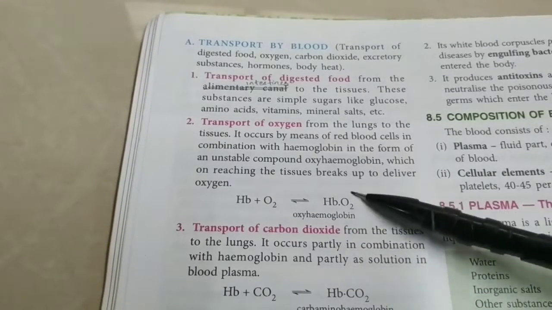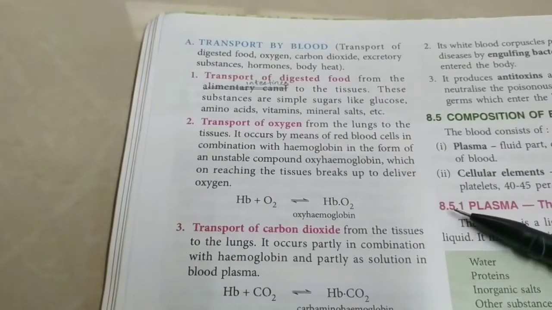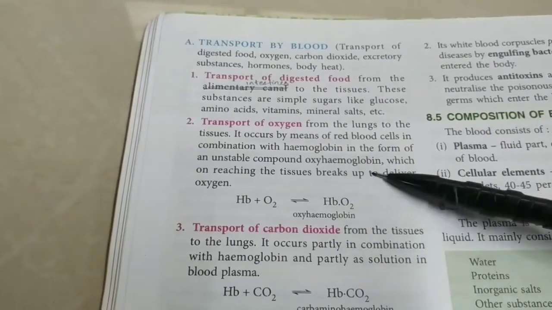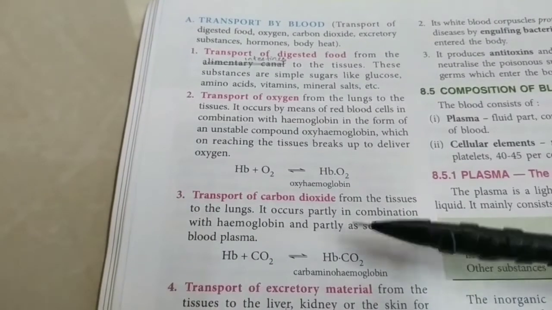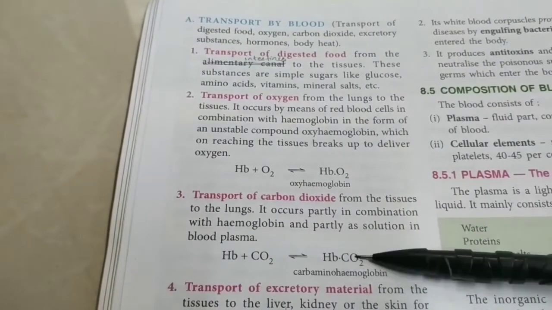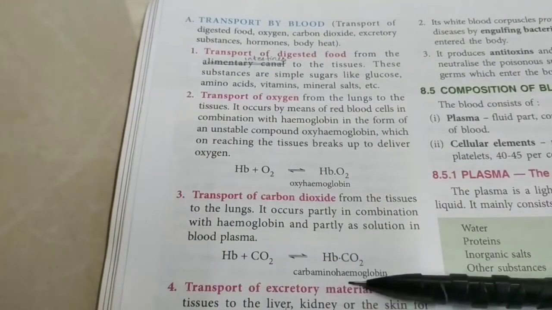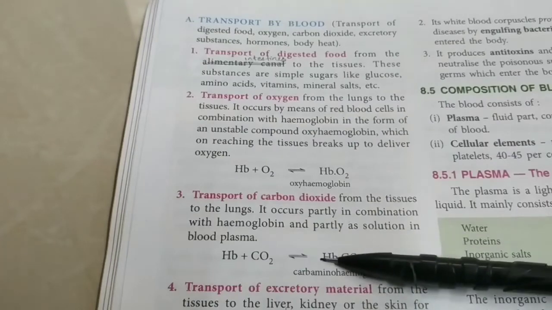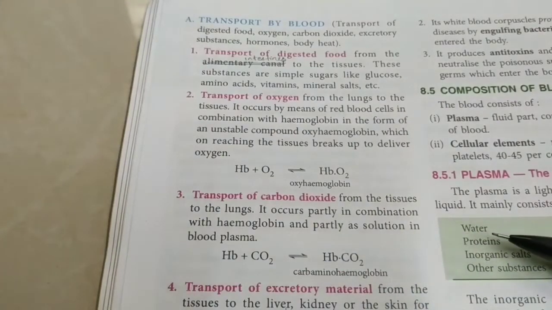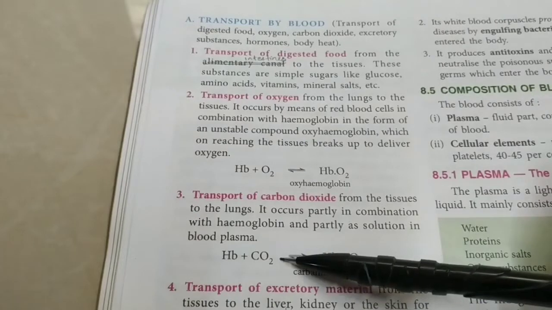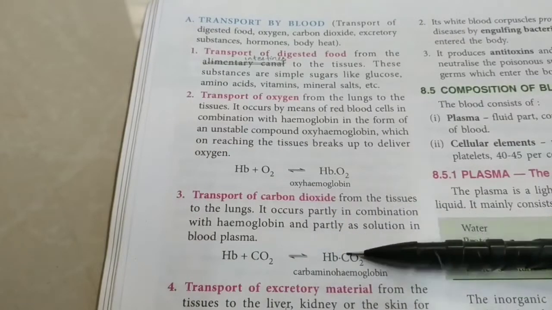And which is unstable. So once they reach tissues which have deficiency of oxygen, then the oxygen will be delivered and carbon dioxide will be accepted, and that carbon dioxide combines with the hemoglobin to form carbaminohemoglobin, and this deoxygenated blood will now be transported to the lungs from where the CO2 is exhaled out of the body.